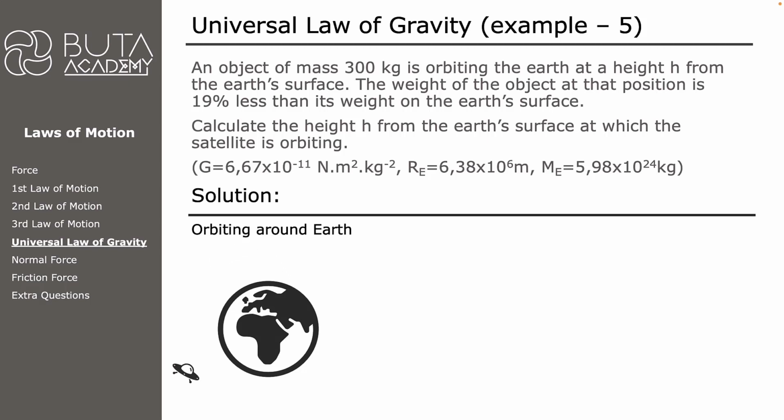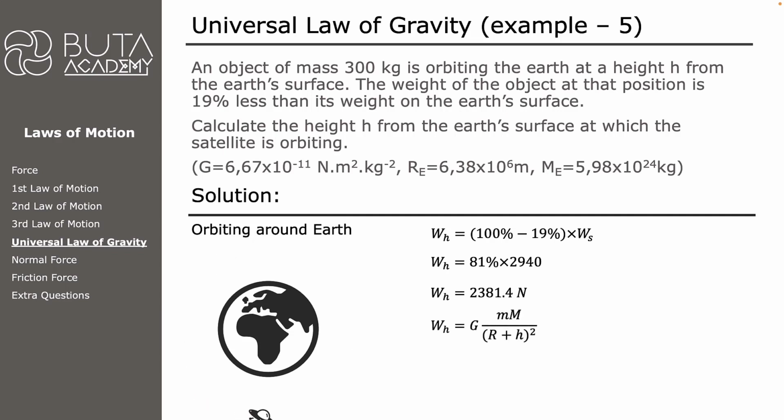Now let's calculate the weight while the object is orbiting around Earth. In this question, it is given that the weight while orbiting is 19% less than the weight on the surface. Initially, the weight was 100%. Now it is 19% smaller. 100% minus 19% is equal to 81%. We have calculated the weight of the satellite on the surface as 2,940 newtons. Weight of the object on the orbit is 2,381.4 newtons.